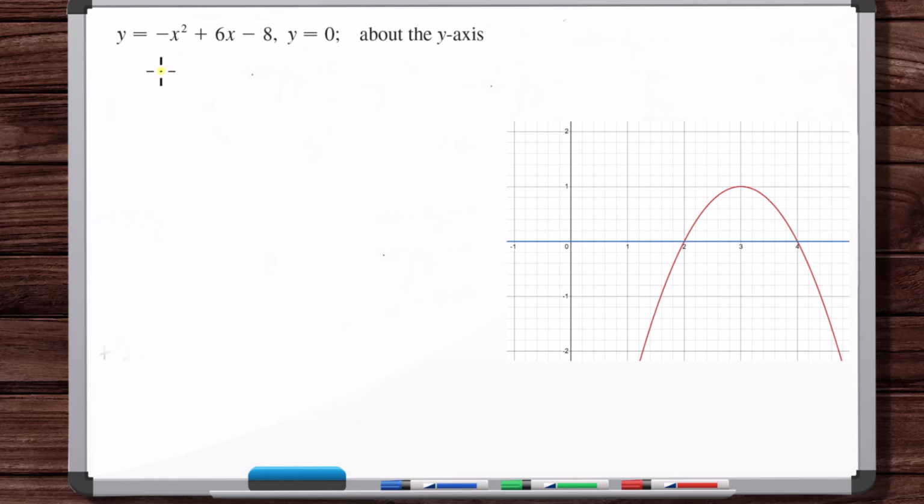Okay, so this first problem, we want to find the volume of the solid that's created by rotating the area contained between these two curves. So here's y equals minus x squared plus 6x minus 8, and here's y is equal to 0. Rotating this area about the y-axis.